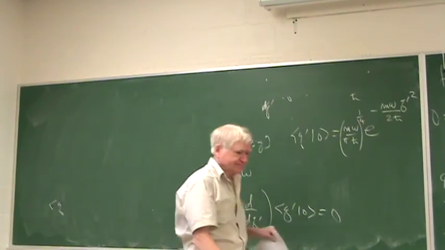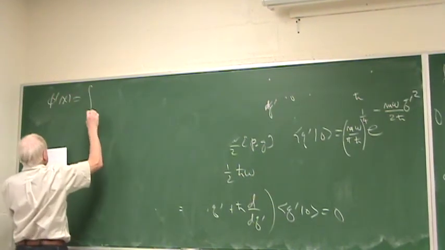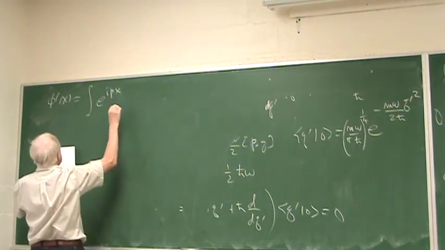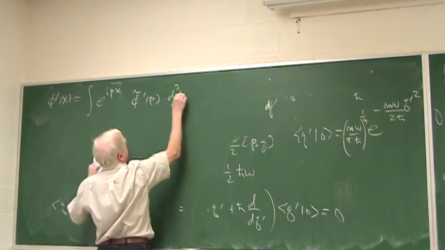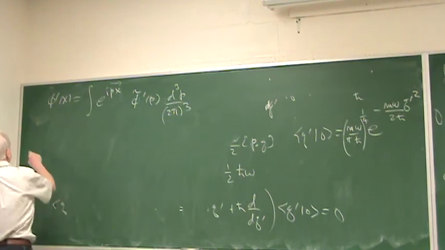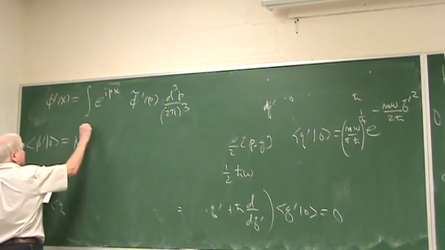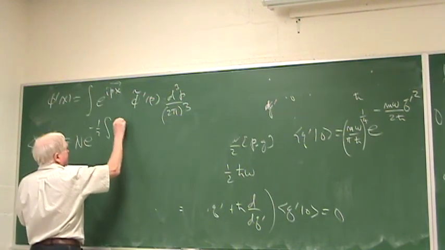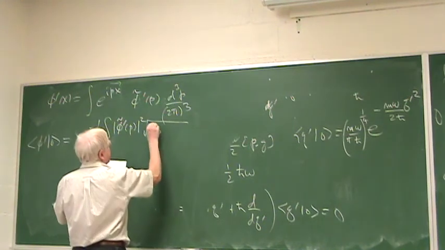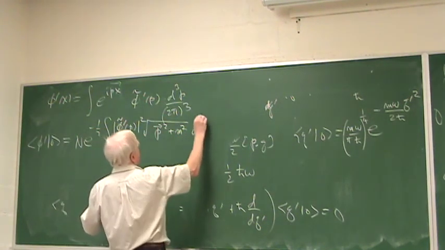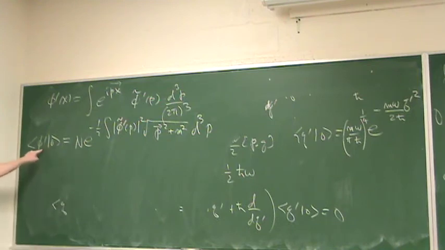So if we go to momentum space, we let, say, phi prime of x be an integral of e to the i p x, this is three-dimensional, phi tilde prime of p, d^3p over (2 pi)^3. Then what is this phi prime 0? Well, it turns out it's N e to the minus 1/2 integral of the absolute value of phi tilde prime of p squared, times the square root of p squared plus m squared, d^3p. Where N is just a normalization constant, so the function is normalized in a functional sense.